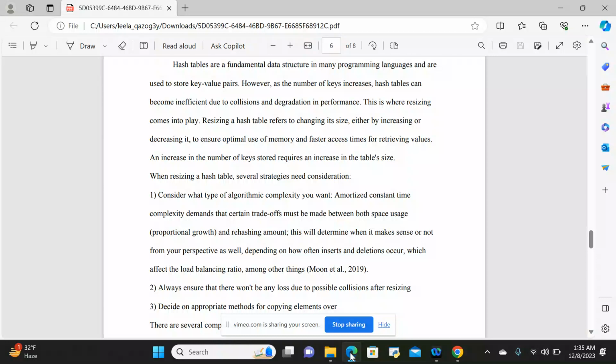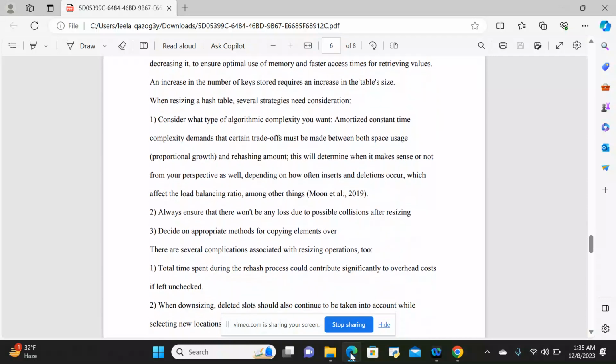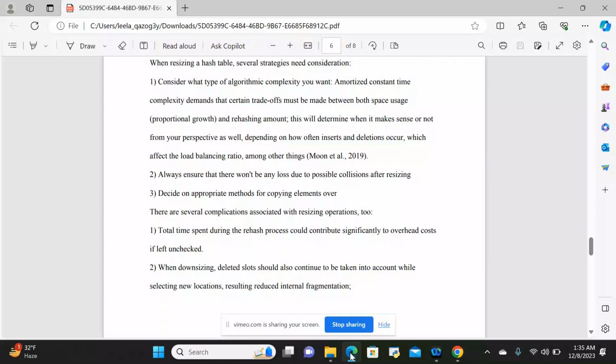Hash tables are a data structure used in many programming languages to store key-value pairs. However, as the number of keys increases, a hash table can become inefficient due to collisions and degradation in performance. This is where resizing comes into play. Resizing a hash table refers to changing its size, and one must consider which type of algorithm complexity is wanted.